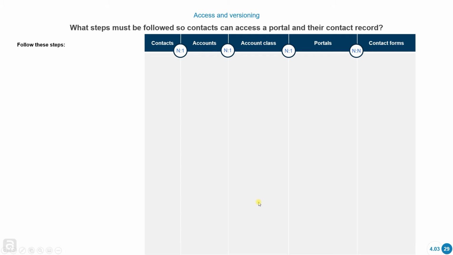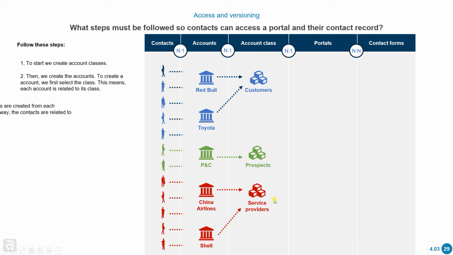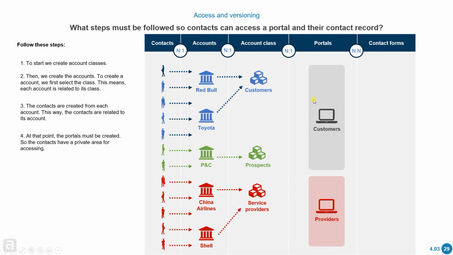Now we're going to see how a contact, an external user, can access a portal or a contact form. So here we've got a schema with all of the requirements. The first requirement is to have account classes. Obviously, if I don't have account classes, I don't have accounts. And if I don't have accounts, I don't have contacts. So these are the first 3 requirements. So once we have our account classes, we've created 1 or more accounts, and we've created 1 or more contacts, we can start designing our portals.